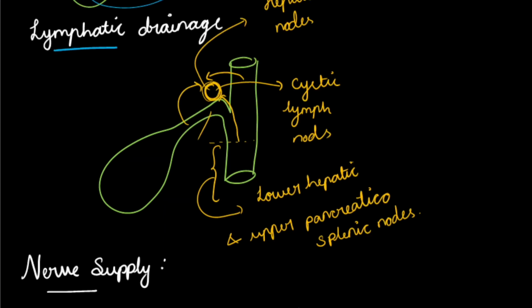And now regarding the lymphatic drainage, here the lymph from cystic duct, then common hepatic duct, and the upper part of bile duct drains into the cystic lymph node, and this cystic lymph node drains directly into the hepatic nodes here, and the lower part of bile duct gets drained into the lower hepatic and upper pancreatico-splenic nodes.